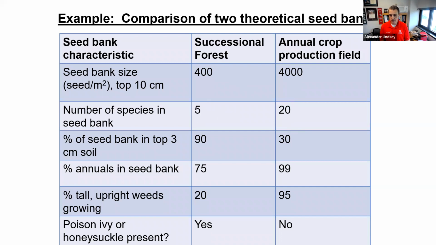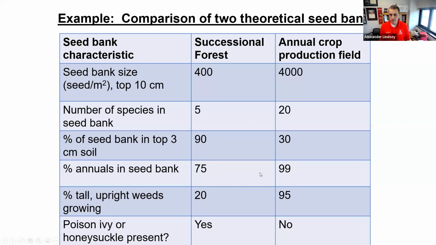Whereas a successional forest is established, oftentimes it's very well shaded, and it might be difficult for new species to come into that environment. The percent of seed bank in the top 3 centimeters of soil, roughly 1.5 inches, is 90% in the forest because there's not a lot of tillage. There's not a lot of soil disturbance, so the seeds that fall tend to stay on the soil surface. But this number is a lot lower in production fields because tillage could help to incorporate and distribute it.